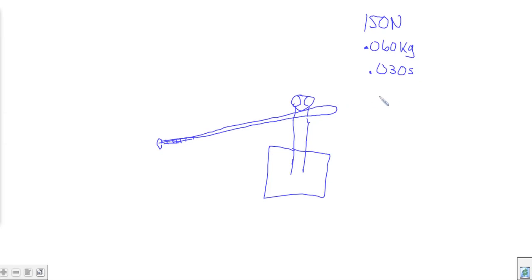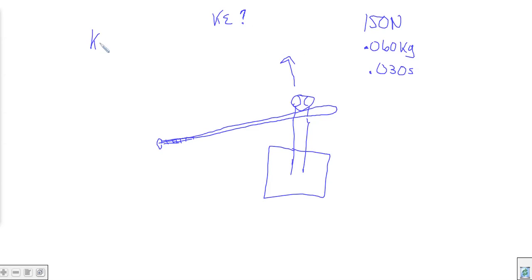So here's a couple of questions. What is the kinetic energy transfer from the bat to the ball? So how much kinetic energy is this ball going to have? And then here's what I want to know: what's the kinetic energy? So what do we have to do to go about finding that?